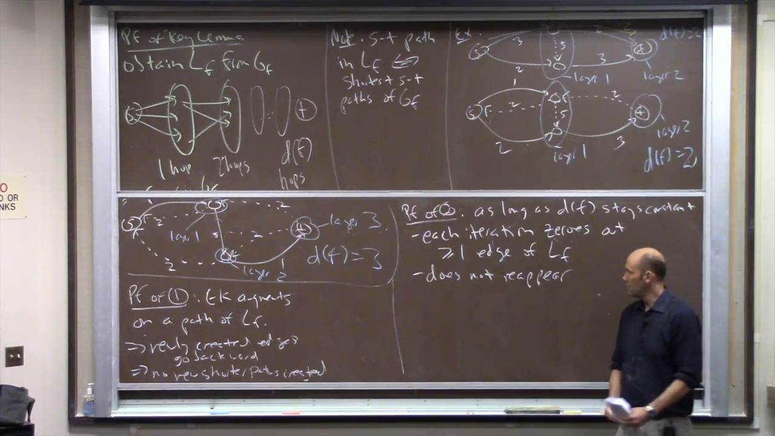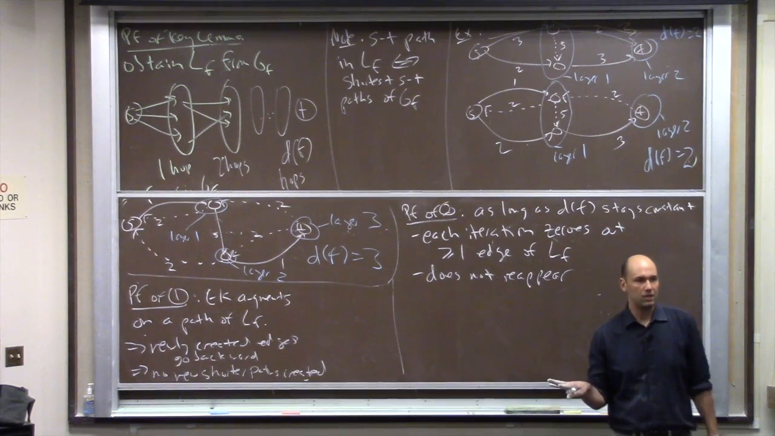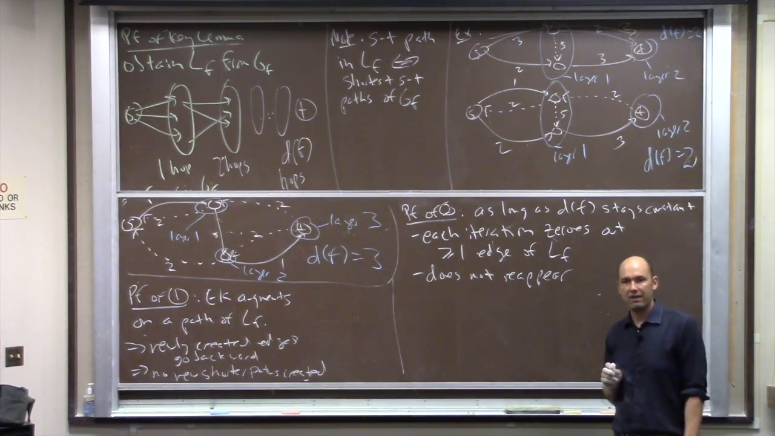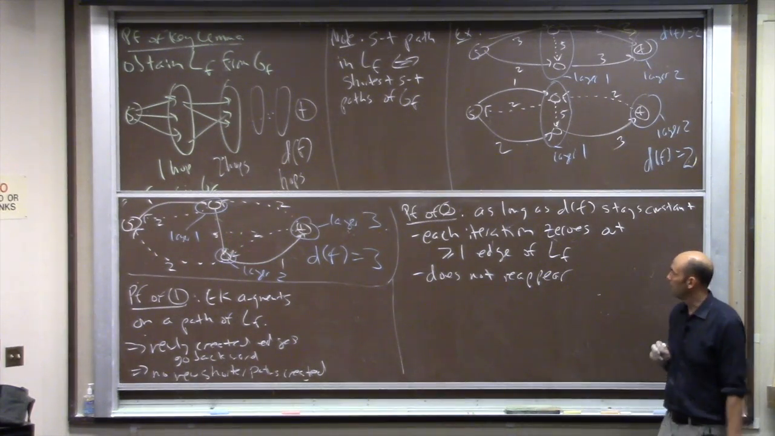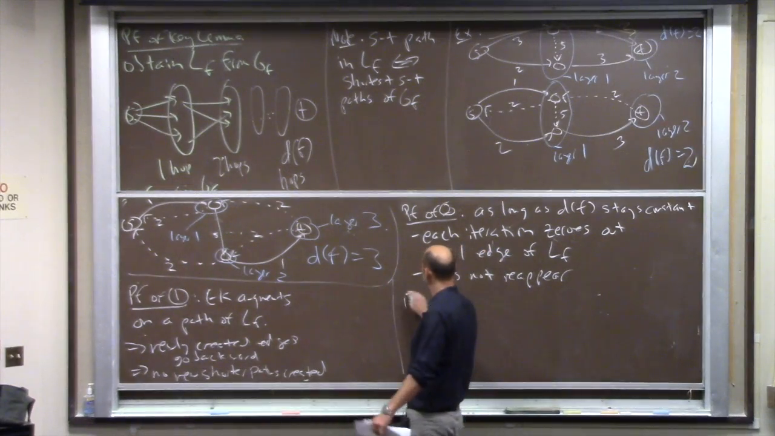So we drop an edge every time, and we have this monotonicity property that once it drops out, it can't reappear at least until the shortest path distance gets bigger. So that's it. That's the proof of the key lemma.